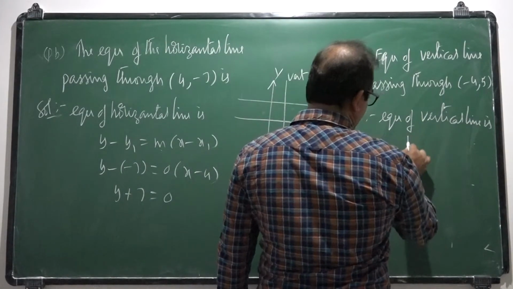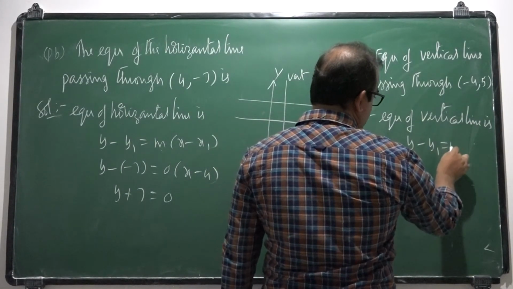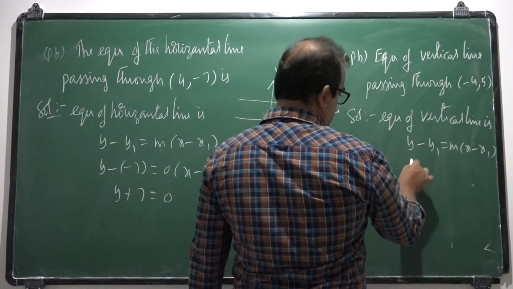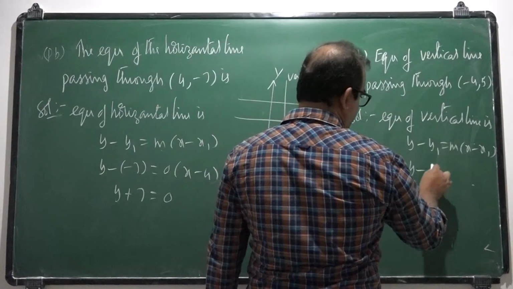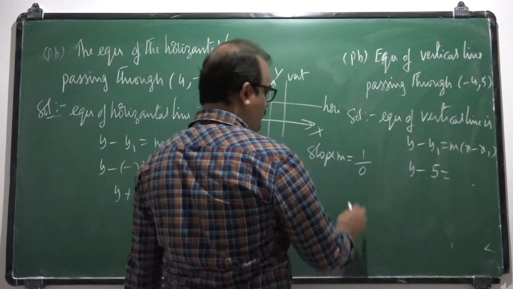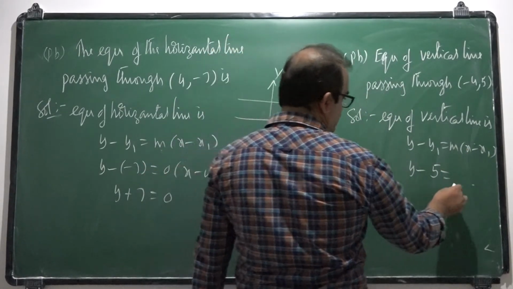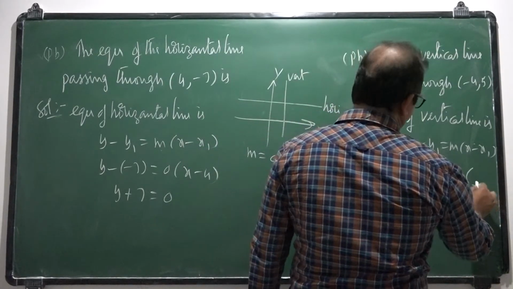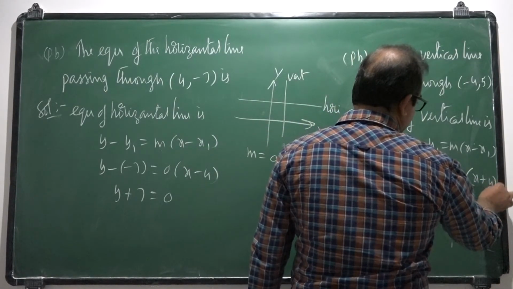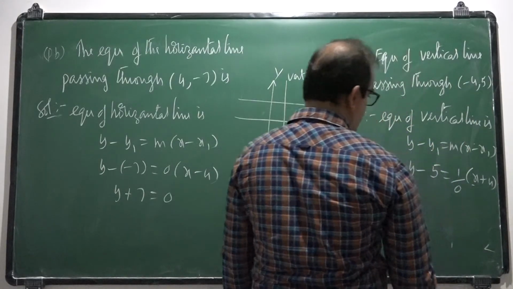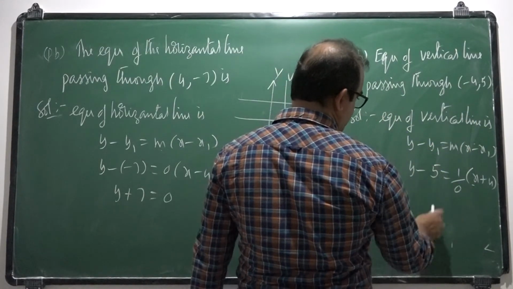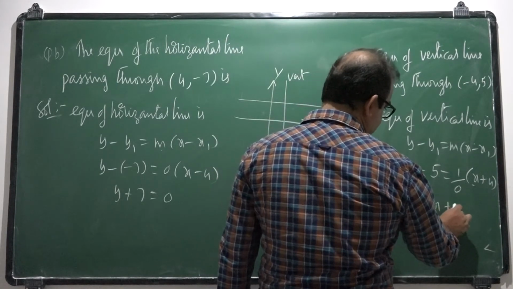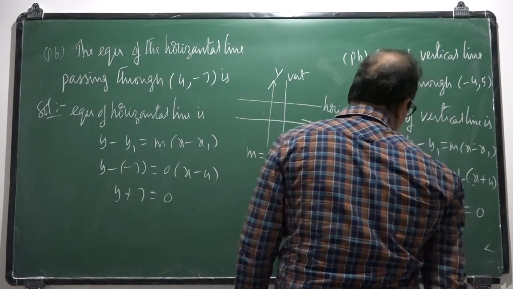Equation of vertical line, y minus y1 is equal to m into x minus x1. y minus 5 is equal to m. What is slope of vertical line? Infinity or 1 by 0, into x minus x1. x1 is minus 4. On cross multiplying, 0 into anything is 0. So we get x plus 4 is equal to 0.